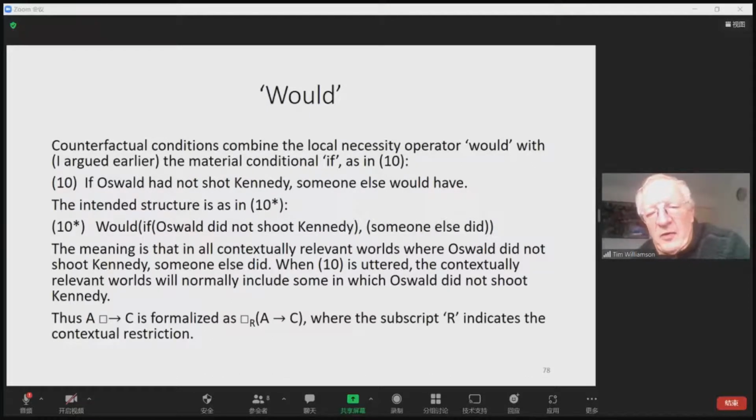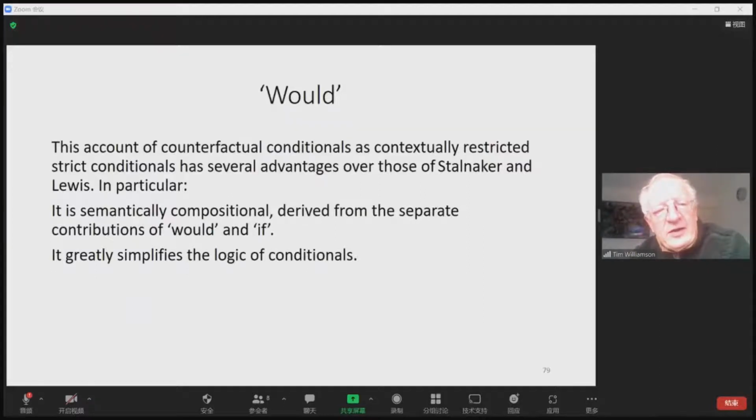And when 10 is uttered, the contextually relevant worlds will normally include some in which Oswald did not shoot Kennedy, because if you utter 10, then of course our interest is in worlds where Oswald doesn't shoot Kennedy. Even if they weren't contextually relevant before, the utterance of 10 will make some worlds like that contextually relevant. So we could formalize A counterfactually implies C as the box with a subscript R of A arrow C. There, the arrow is just the material truth functional conditional, and the subscript R is indicating that there's a contextual restriction on the metaphysical modality. So that's the account of counterfactual conditionals which I defend in the book, as contextually restricted strict conditionals.